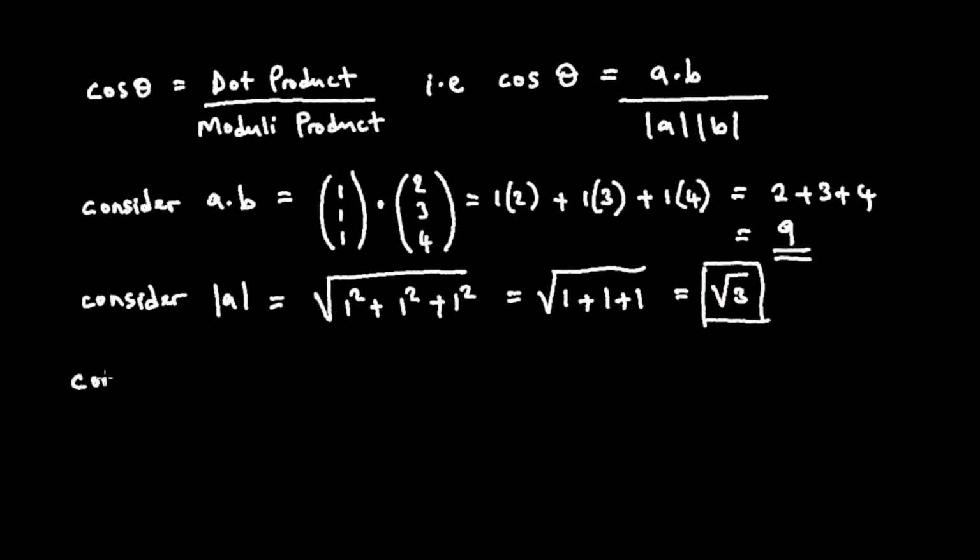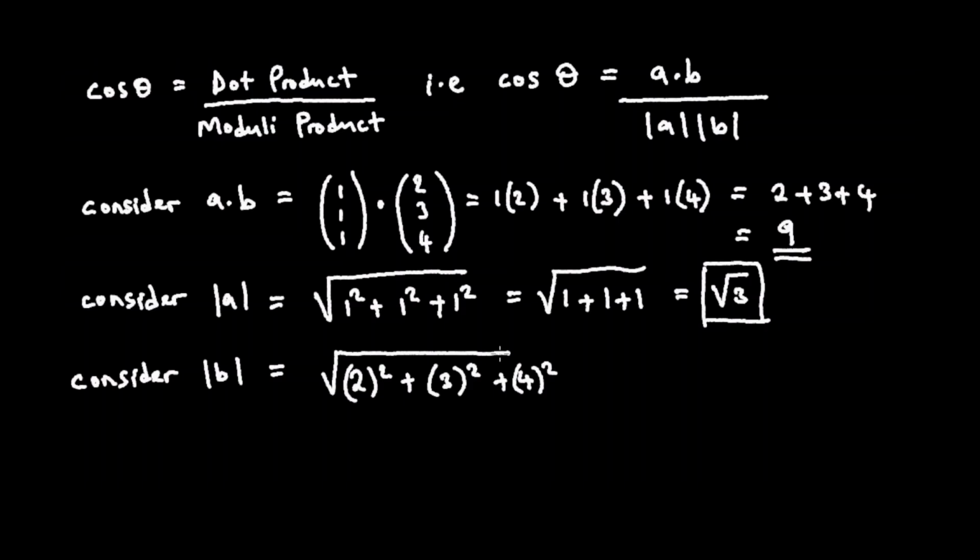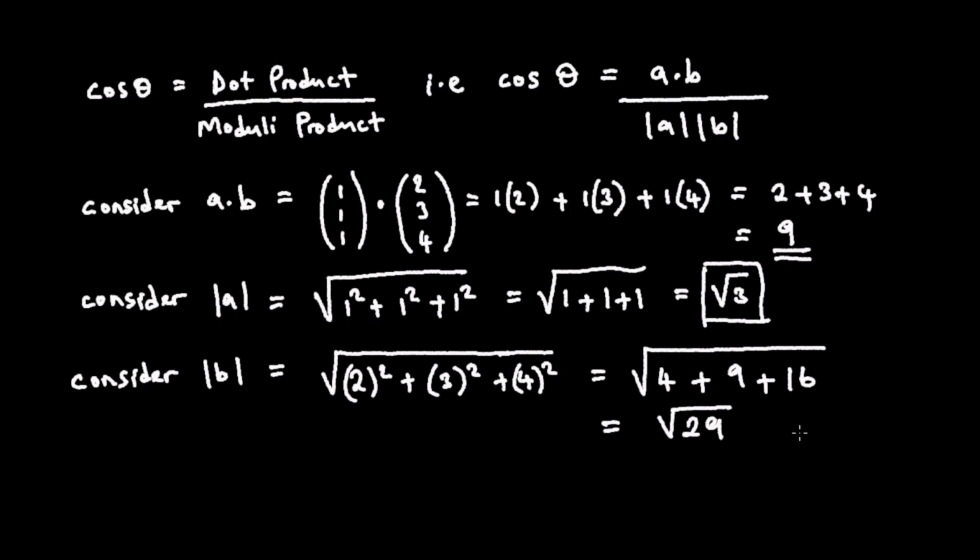Now, considering the size, the modulus of B, it's going to be equal to the square root of 2 squared plus 3 squared plus 4 squared. So this is equal to the square root of 4 plus 9 plus 16. So what is 4 plus 9 plus 16? We get 29. So here, this is the square root of 29, like that. So we have all the components we need.